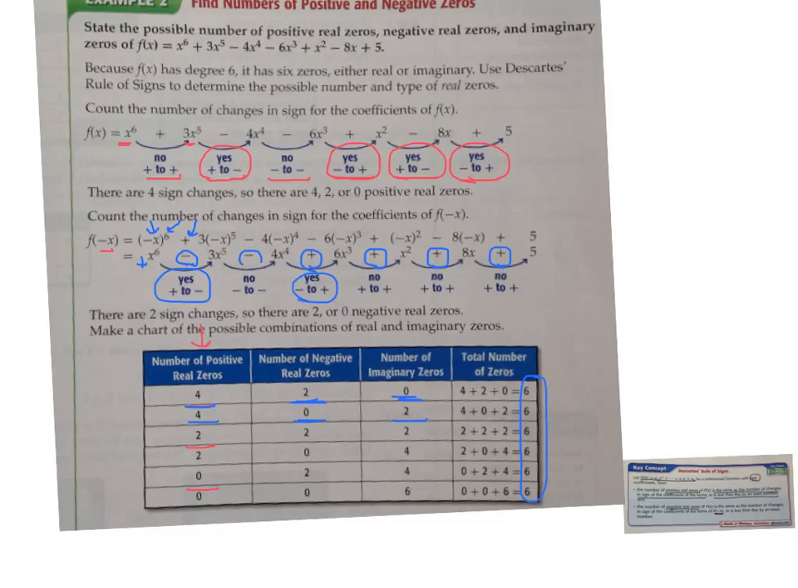So what is this table doing? This table is just pairing all of the possibilities between positive real zeros, negative real zeros, and imaginary zeros. What are the possibilities? And so they put them all together for all of the possible combinations of types of zeros based on the sign changes. Kind of interesting. So let's have you do the check your progress.